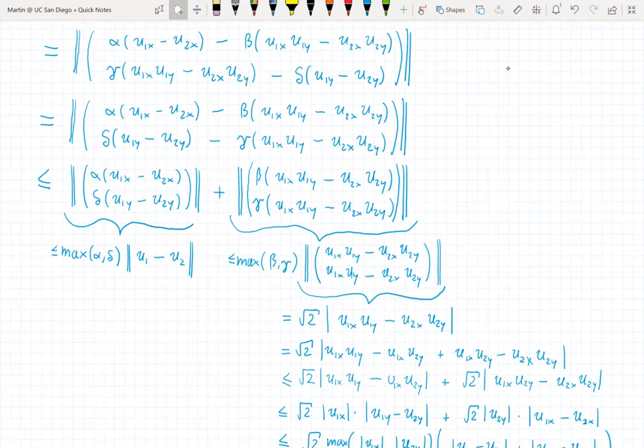On the left, we see that actually this is already the Euclidean norm of the difference u1 minus u2, except that the first and second component are scaled by numbers alpha and delta, respectively. And it's easy to see that this Euclidean norm can be bounded from above by the maximum of alpha and delta times the distance of u1 and u2. So that part already looks quite good.